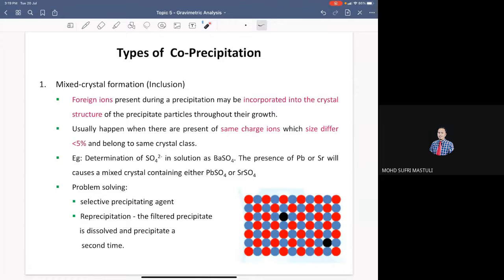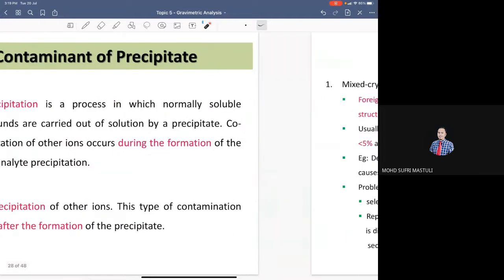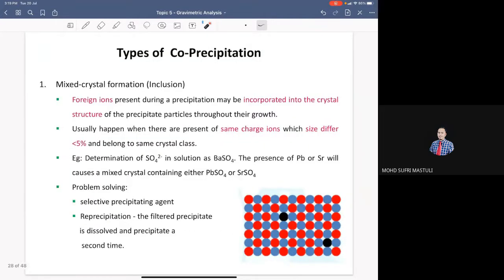so, types of co-precipitation. Co-precipitation is the precipitation of other ions during the formation of the targeted analyte precipitate. It can be divided into several types. The first is mixed crystal formation, or inclusion.